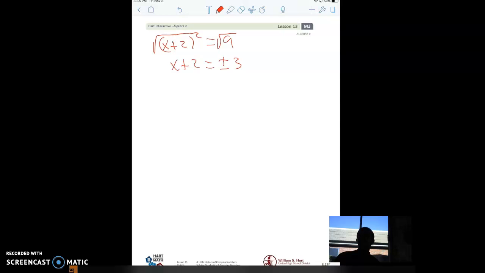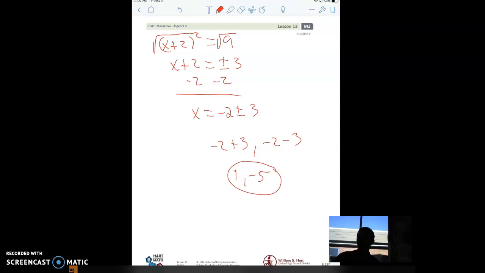How do I solve for x? I would subtract 2 from both sides, and I would get x = -2 ± 3. My two answers here would be -2 + 3 and -2 - 3, or simply 1 and -5. So this is solving this equation using the square root method. Keep that in mind. I'm going to keep 1 and -5 in the upper right-hand corner, and we're going to get those same solutions using the X method, completing the square, and also using the quadratic formula. So I'm going to delete this problem now.